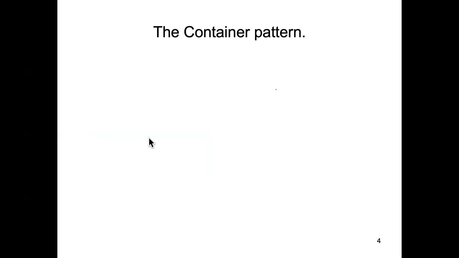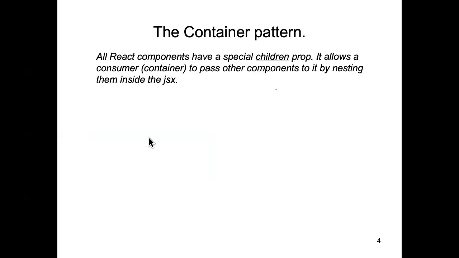So let's return to the topic of patterns. And the first one I want to look at is the container pattern. Now, there's a feature of React that we need to be aware of in order to understand this pattern. And I'm explaining it here in the text. I'm saying all React components have a special children prop. Now, what's the purpose of this children prop, or how can we avail of it? What it does is it allows a consumer component to pass other components to it by nesting them within the JSX.